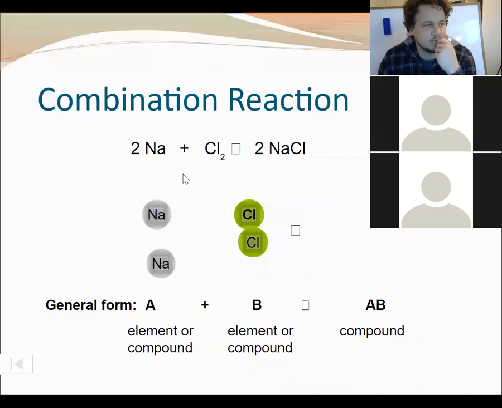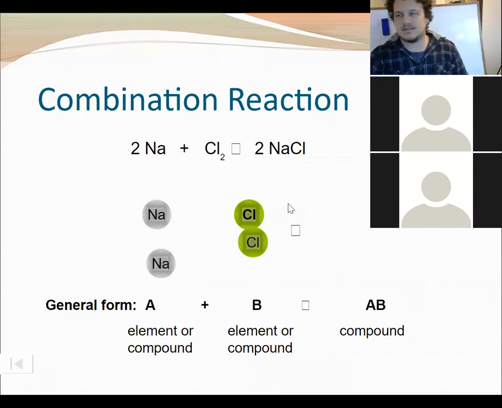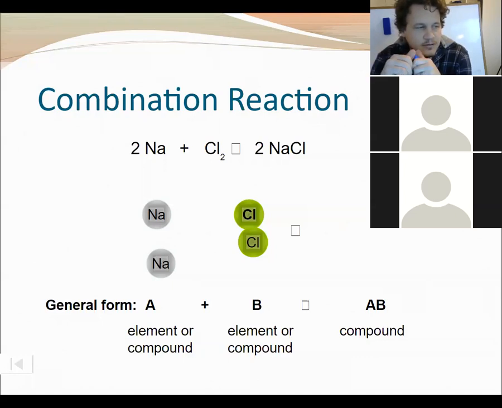So, here's a visualization. 2Na equals 2 single atoms of sodium. Cl2 is 1 molecule that has 2 atoms of chlorine, and that equals 2 NaCl. So there you go. I've just given you the balanced equation for that tutorial question. So A plus B equals AB.